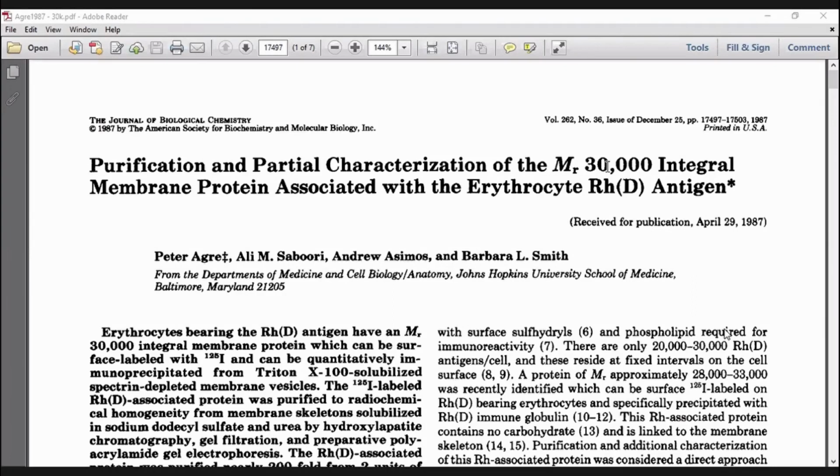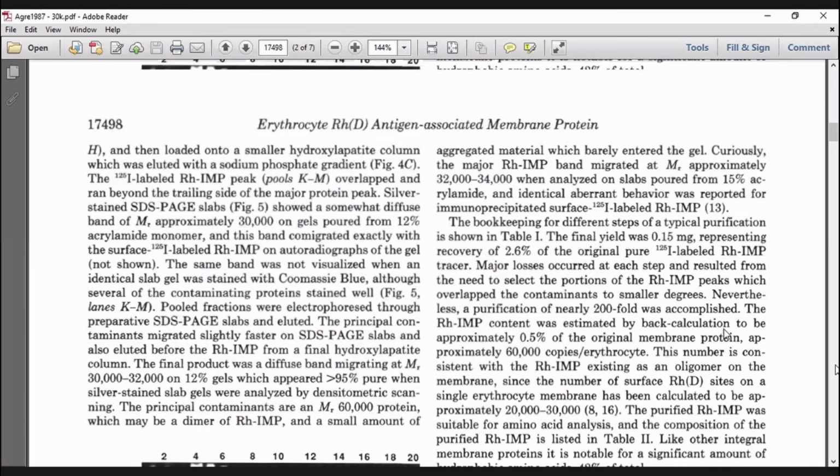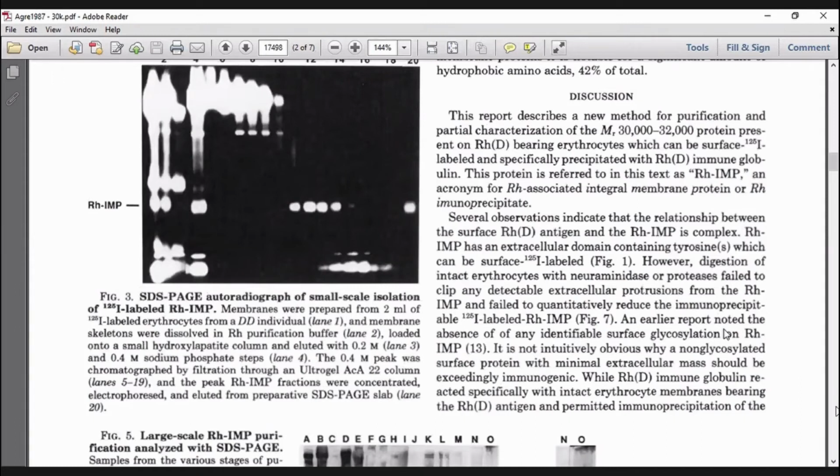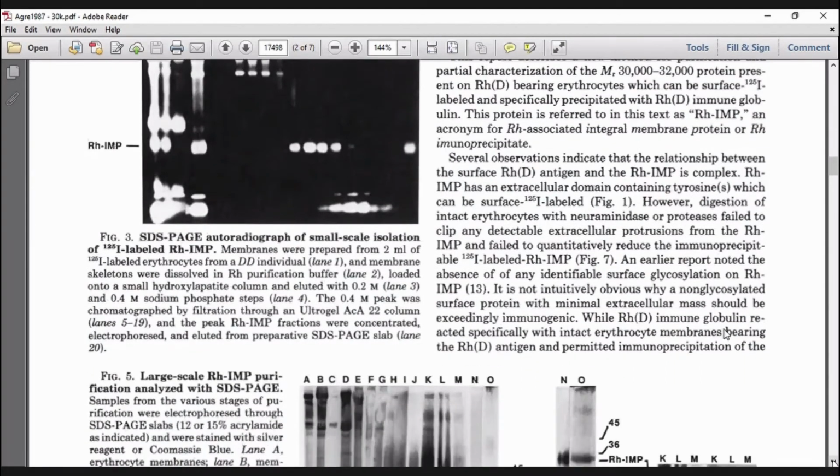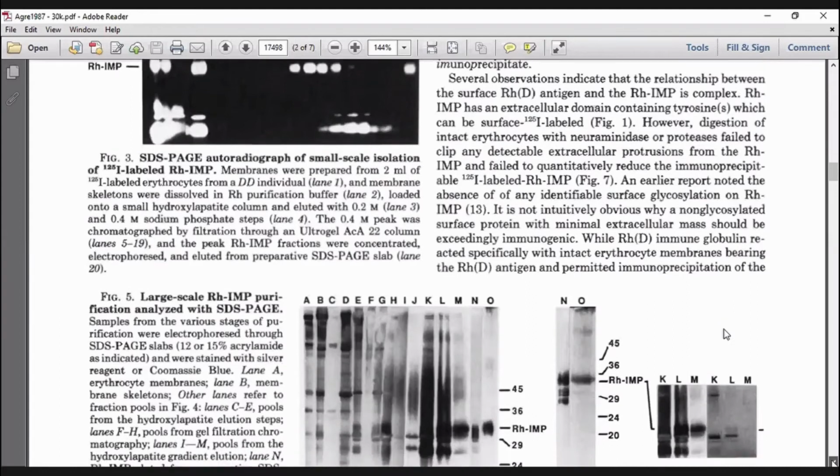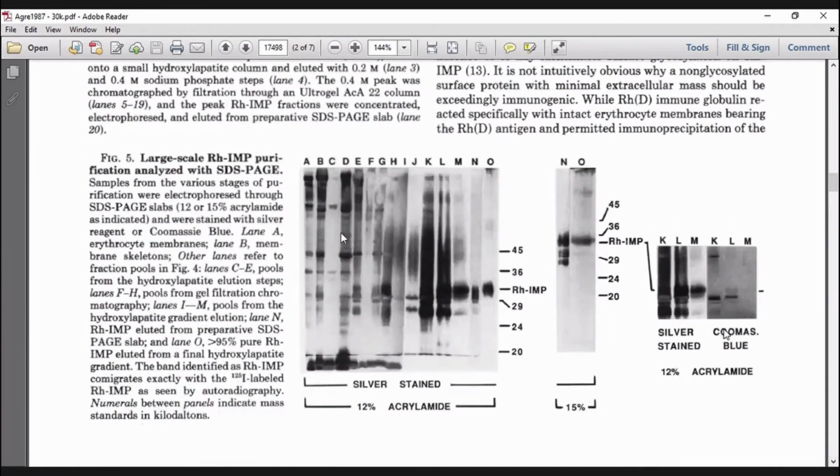So this is a membrane protein. The size of the protein is 30,000, and this protein is in the erythrocyte, the red blood cell. So he reported his finding, and this is the gel. In 1987 they published with no color yet. This is the gel, SDS-PAGE. And you can see RHIMP. This is the protein that he's looking for.